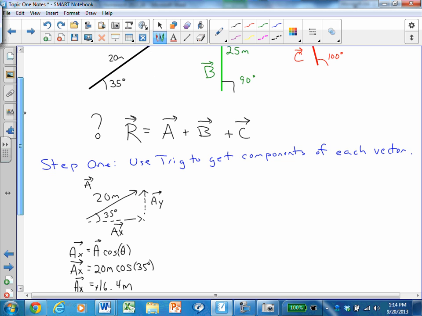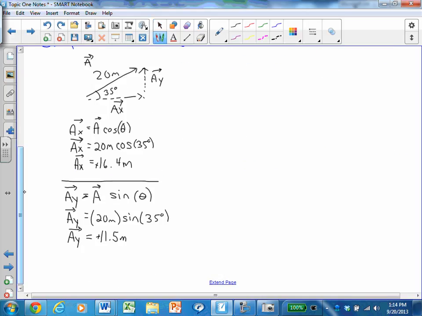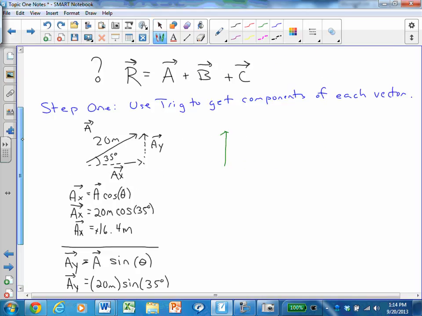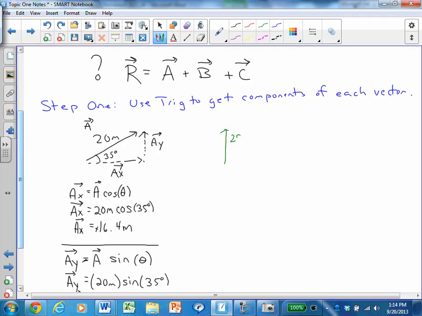B. Well, B was 25 meters at 90 degrees, but we can see what the 90 degree one means for our BX and BY. We can get them right away, because BX would be what? 0, wouldn't it? It's all in the y. So B, exactly. That one's easy because it's all in the y direction, right?